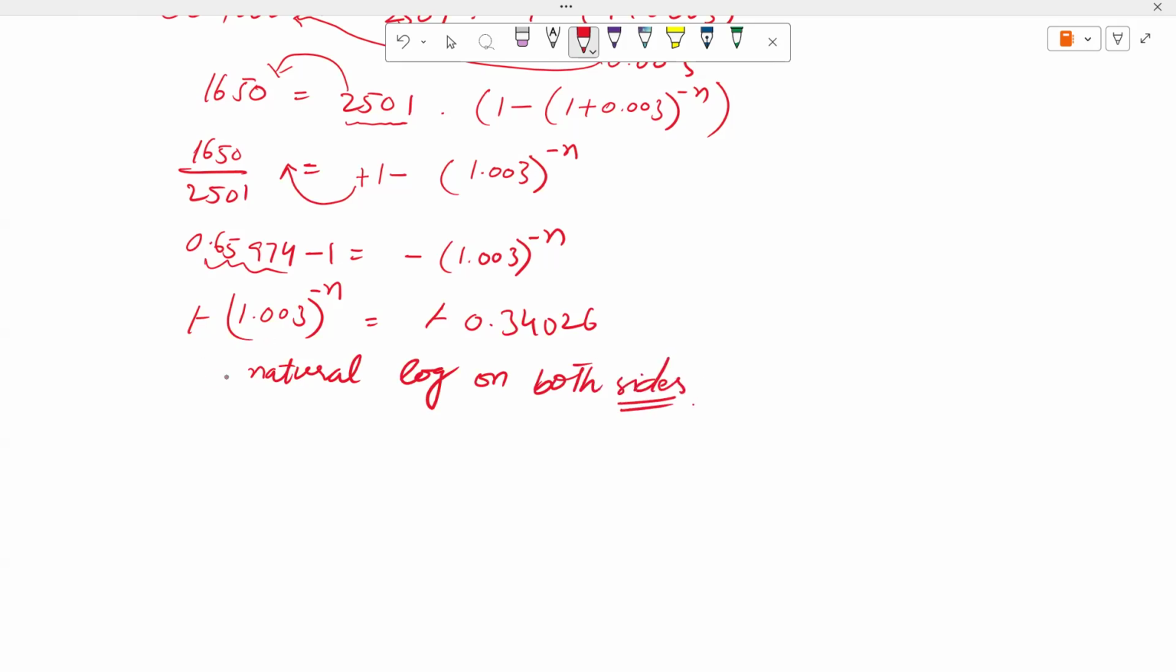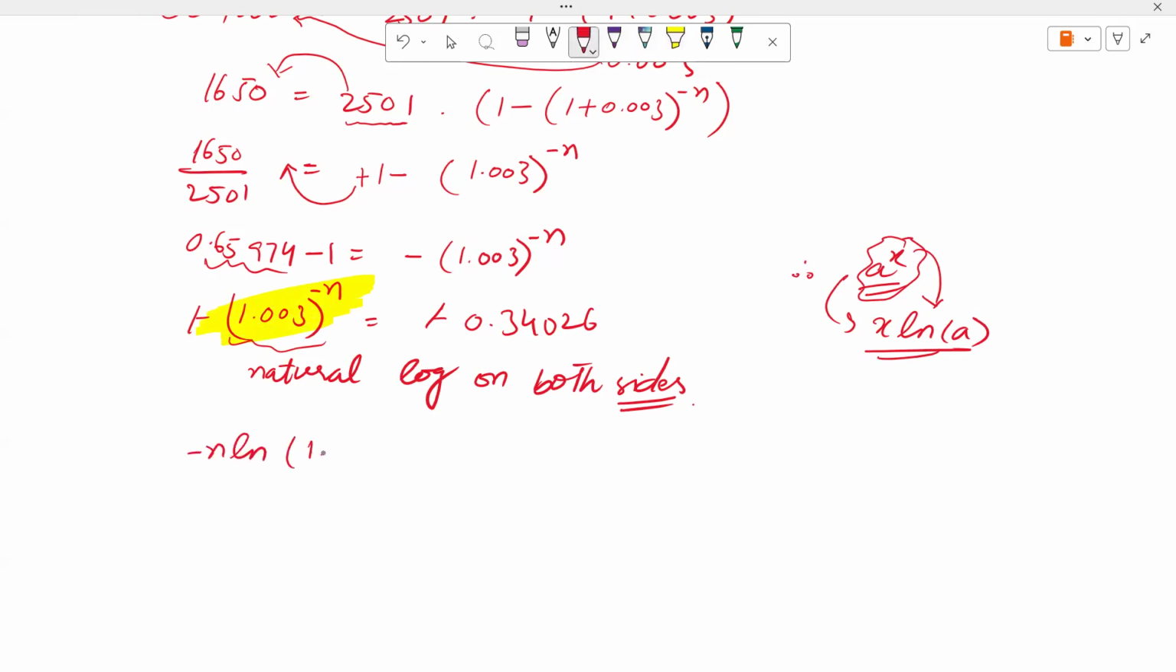So if you take the natural log on both sides, this is the rule for the natural log. If I apply the natural log on this term, the power would be here. So the power would be here, equals ln of 0.34026.